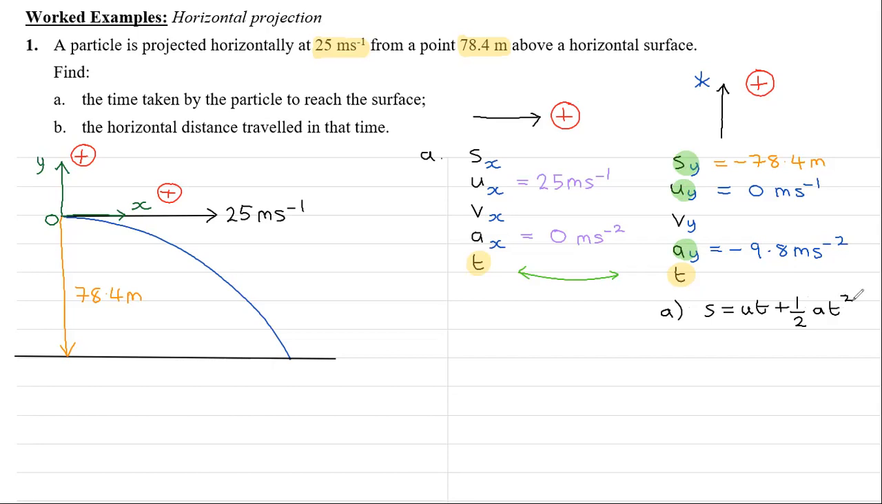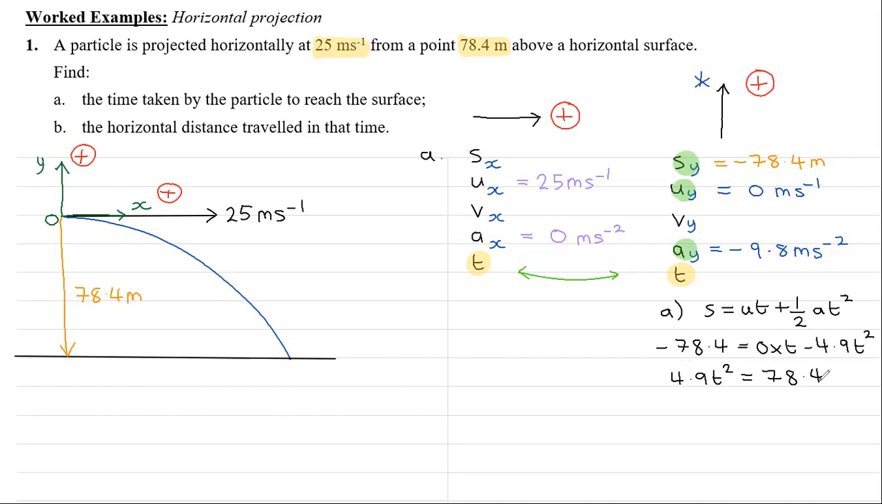Just bearing in mind we're using the Y components here. So that means that negative 78.4 is equal to UT. Now U is 0. I'll put that in here. 0 times T plus a half AT squared. Well, half of A is going to be negative 4.9 T squared. So we just have to do some rearranging. I'm going to add 4.9 T squared to both sides, and I'm going to add 78.4 to both sides just to make everything nice and positive.